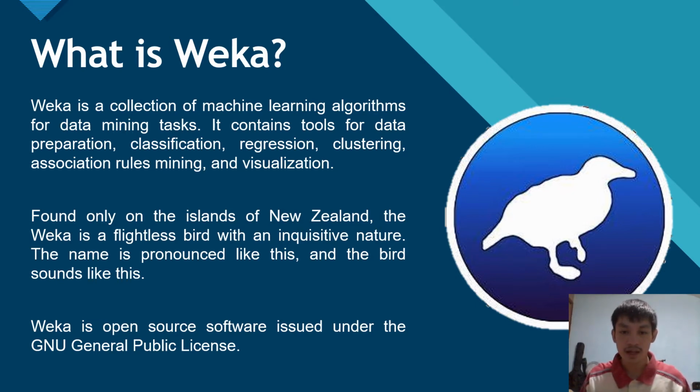Found only on the islands of New Zealand, the weka is a flightless bird with an inquisitive nature. Weka is an open source software issued under the GNU General Public License. Open source meaning it's free and accessible to anyone. So the logo symbolizes a bird. It came from a bird called weka in New Zealand.